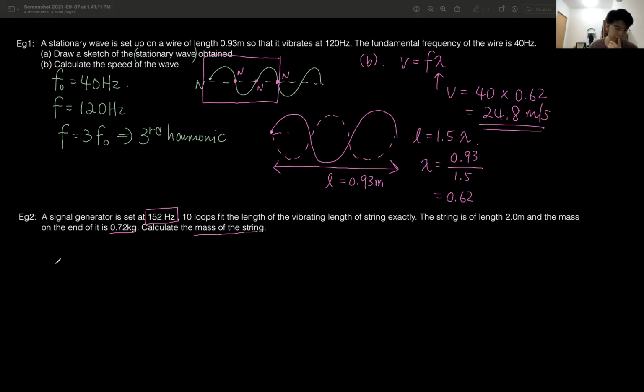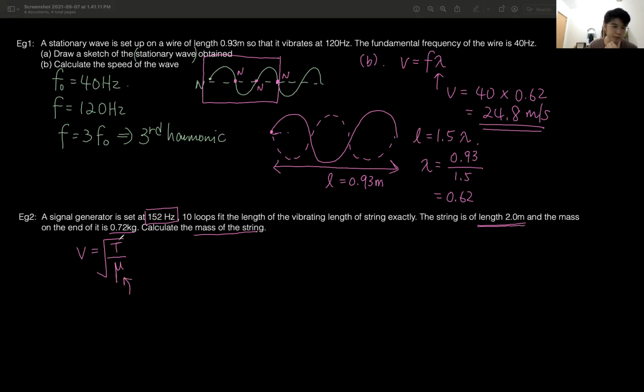Okay, let's write down what we know. We want to find the mass of the string. So we know velocity equals the square root of tension over mu, the mass per unit length, right? If we know the mass per unit length, then we can find the mass because we already have the length of the string. If you find the mass per 1 unit length, you just times this 2 meter, then you get the mass, right? So we want to find the mu.